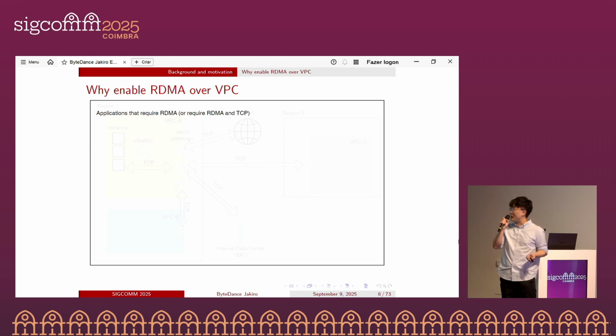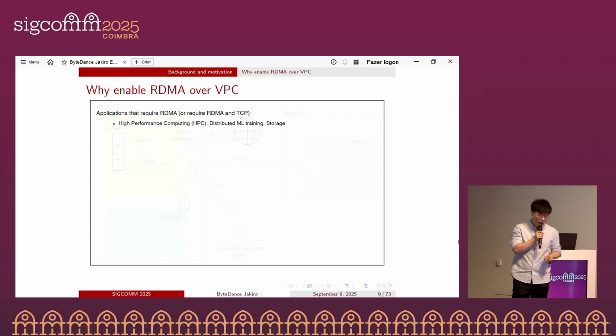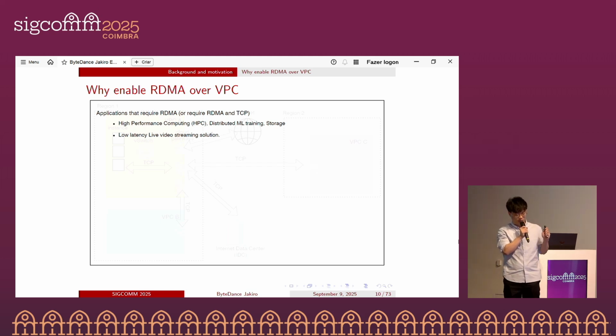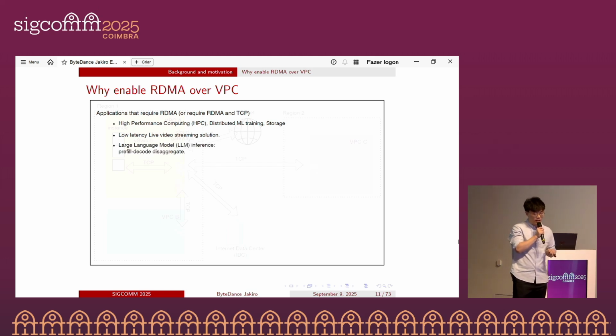The reason is that more and more applications require RDMA, or require both RDMA and TCP. We are familiar with some of these applications, for example high performance computing, distributed machine learning training, and storage. Some of them are relatively new to us. For example, a low latency live video streaming solution may require both RDMA and TCP at the same time, and a prefill-decode disaggregated framework for LLM inference may require RDMA and TCP as well. There will be more such applications.